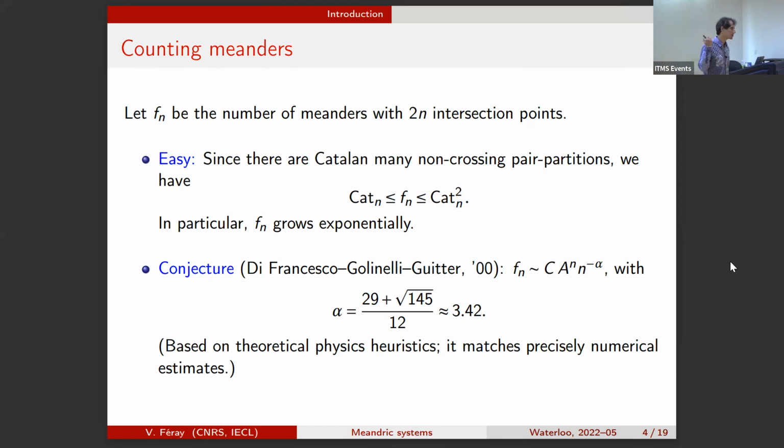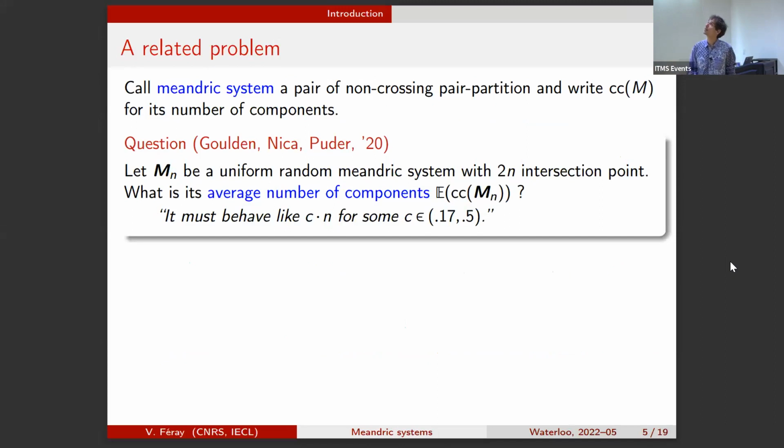And when you have such a nice conjecture and you have no clue how to prove it, what you do is keep it as a good advertisement for your talk, but look at another question. So that's what we will do today. And we will look at this question following some papers of Goulden, Nica, and Puder, as I said at the beginning. What they suggest is the following. What is very difficult is this connectedness question. So we will remove this connectedness assumption, and now we have a very simple object, and we just call it a meandric system. It will be just a pair of non-crossing pair partitions.